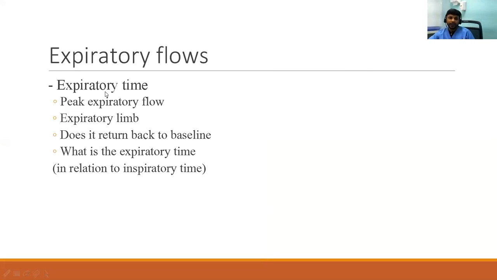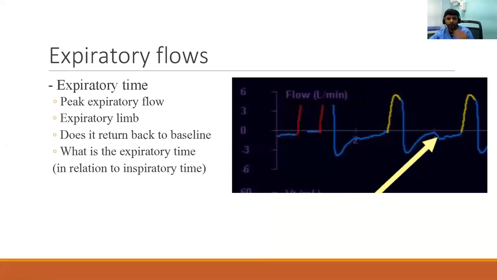In the expiratory flows, what we normally see here is the peak expiratory flow. What is the peak expiratory flow in the particular baby? How is the expiratory limb of the baby doing? Does it return back to the baseline? Or what is the time that we allowed for the expiration to happen in relation to the inspiratory time? All right.